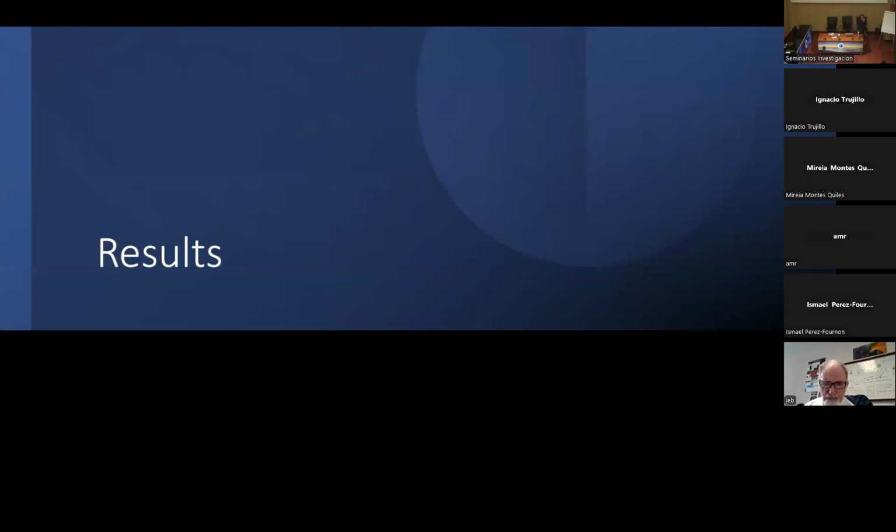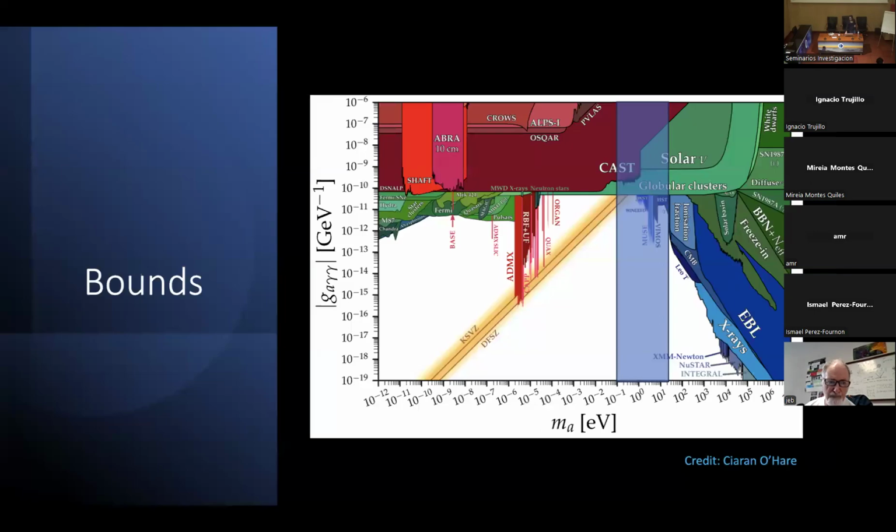So now we'll show you the results. When we don't see a signal, what we typically do is write bounds. What I mean is that we have this parameter space that I'll show you, where we say where the dark matter signal is not. And we have already excluded a lot. So we're already narrowing down.